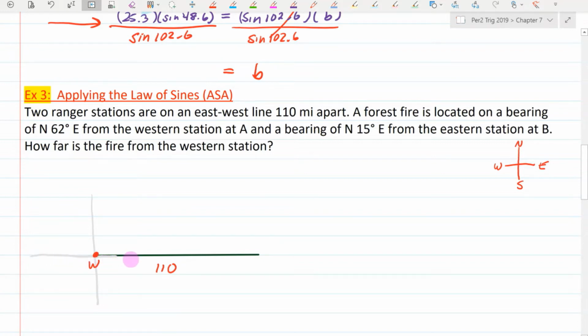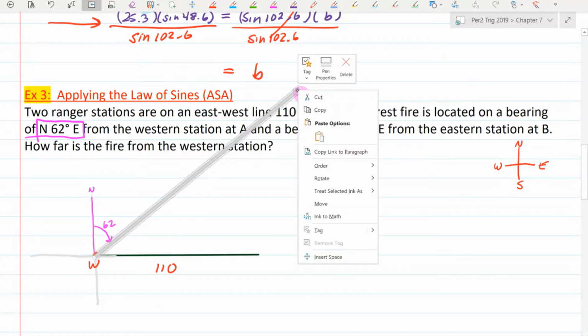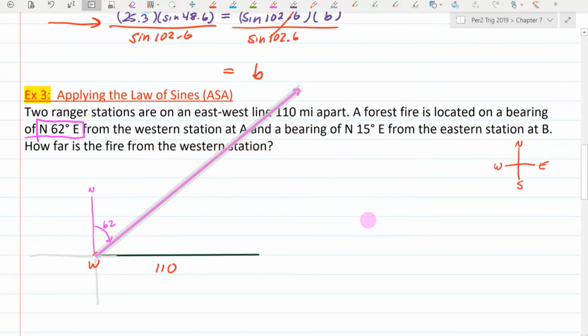All right, so we have north, 62 east. So from north, we're going to go 62 degrees east. And that's where a forest fire is located, somewhere along this line. And try to draw it to scale. We don't know where on that line it is, but it's in that direction. Okay? Next. Western Station A. So we'll call this A.